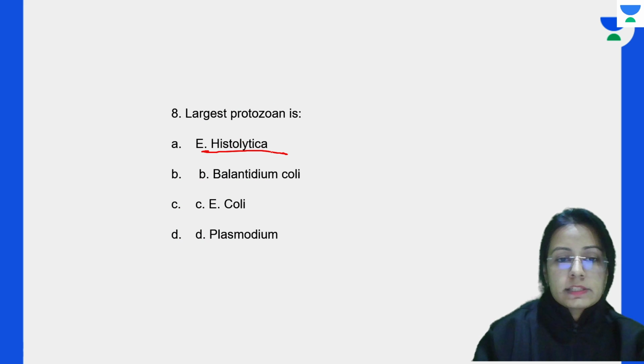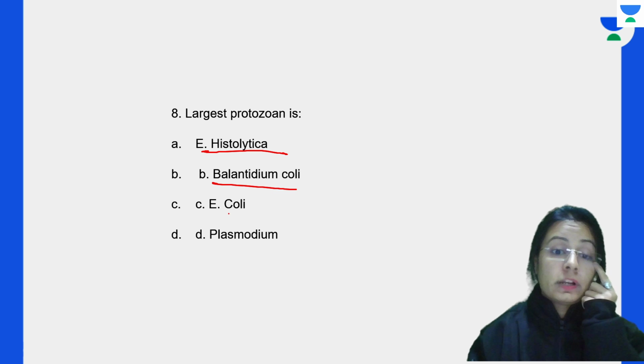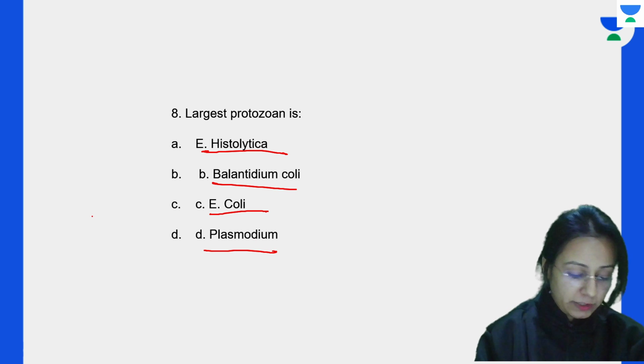The largest protozoa is Entamoeba, Balantidium coli, E. coli, or Plasmodium.